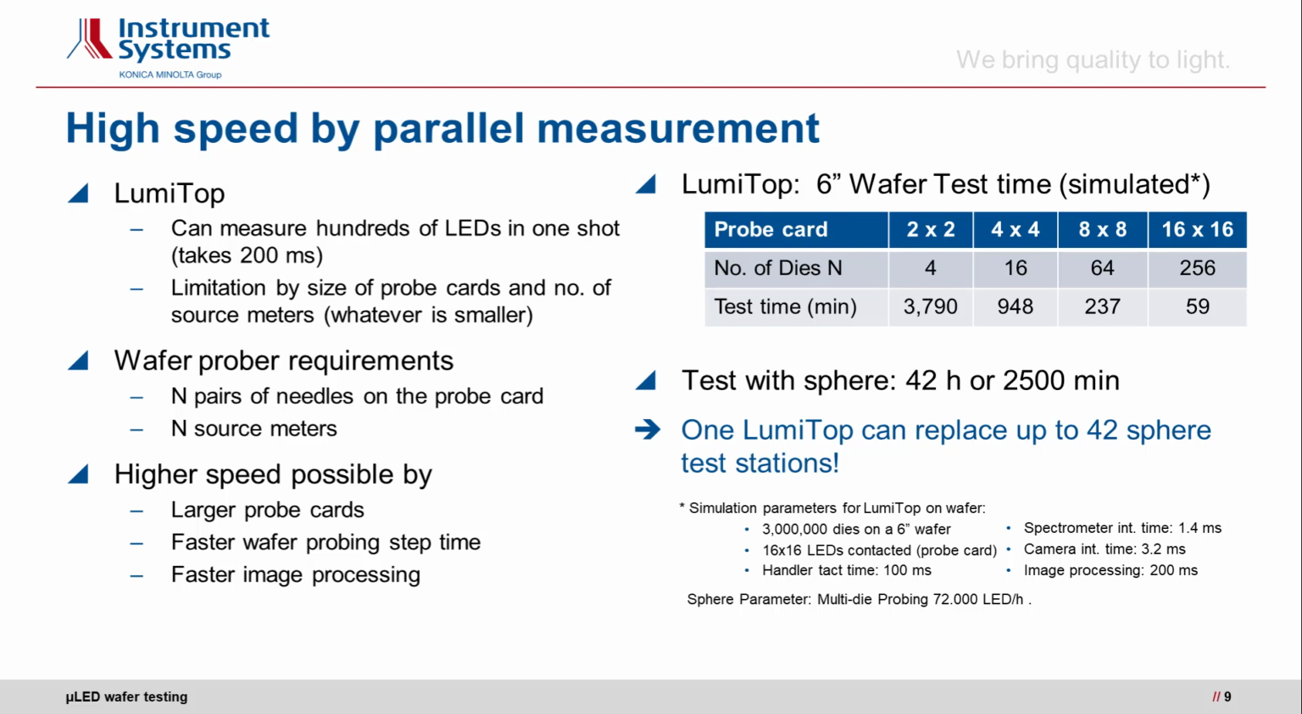You should also remember that for each die you want to test, you need one source meter, but there are manufacturers who provide source meter arrays, which can be used for this application very well. You can even improve speed further by using even larger probe cards, by using faster wafer probers, or maybe work on the image processing to improve that.